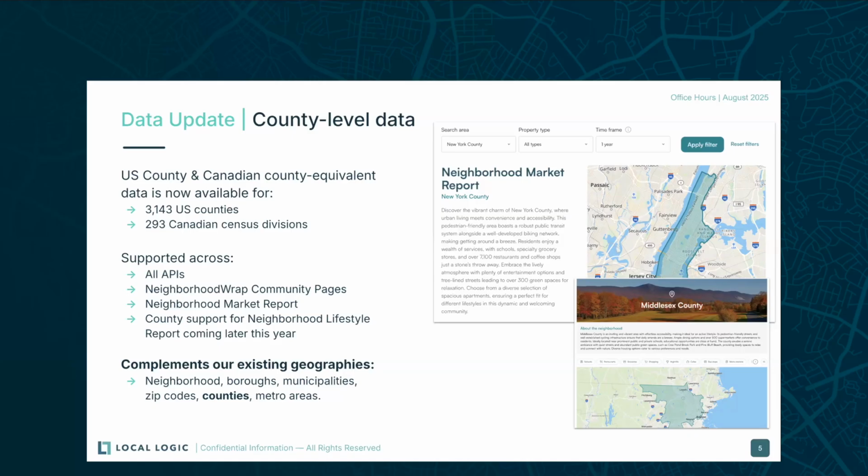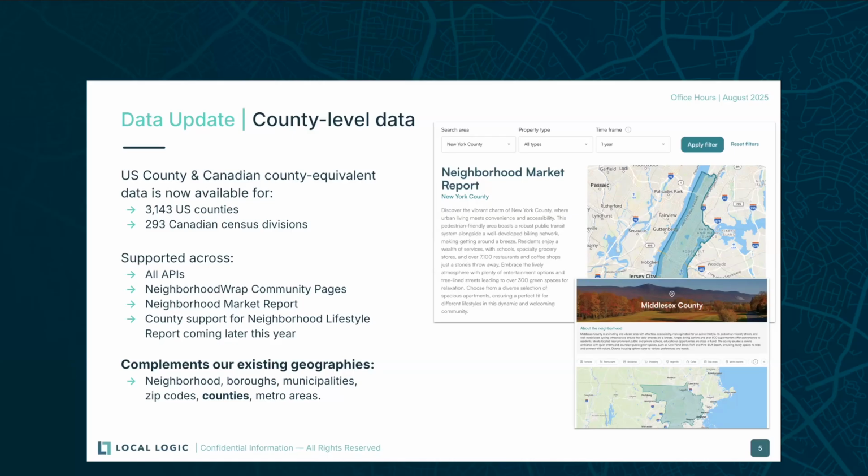So for example, if you have our demographics API or our market trends API, previously you've been able to aggregate demographic data or market trend data up to things like the zip code level or the neighborhood level or the city level, you can now do this for all APIs at the county level as well. So you can start to see how those different demographic or economic trends are moving at the county level. We also are supporting this fully in Neighborhood Wrap and our Neighborhood Market Report. And then we're bringing county support to our Neighborhood Lifestyle Report later this year.